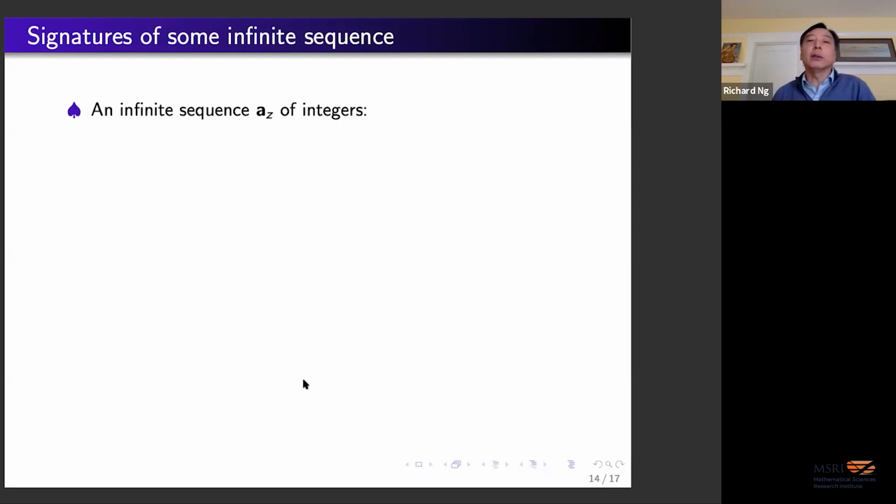I'm going to be more technical now because I need to generate an infinite integer sequence, which allows me to compute their signature, at least partially. So what is this infinite sequence? It will probably look a little bit horrible, but we are not smart enough to get the general setting.